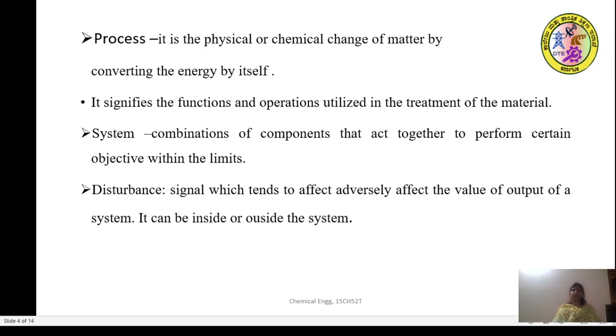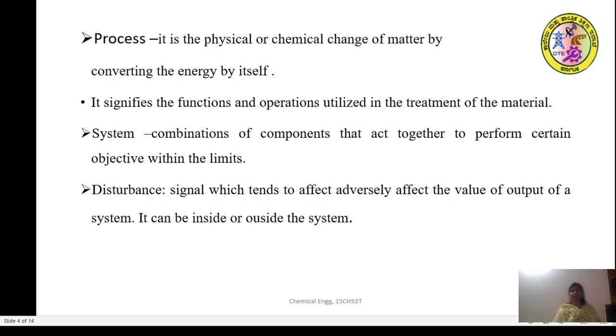What is a system then? A system is nothing but any particular instrument, the combination of all the components that act together to perform a certain objective within the limits. For example, as we were speaking about the kitchen oven. The oven has a starting point, an ending point, a set point, everything. The combination of all the components in the oven that act together to perform a certain objective within the limits, we call it a system. The oven is an example of a system.